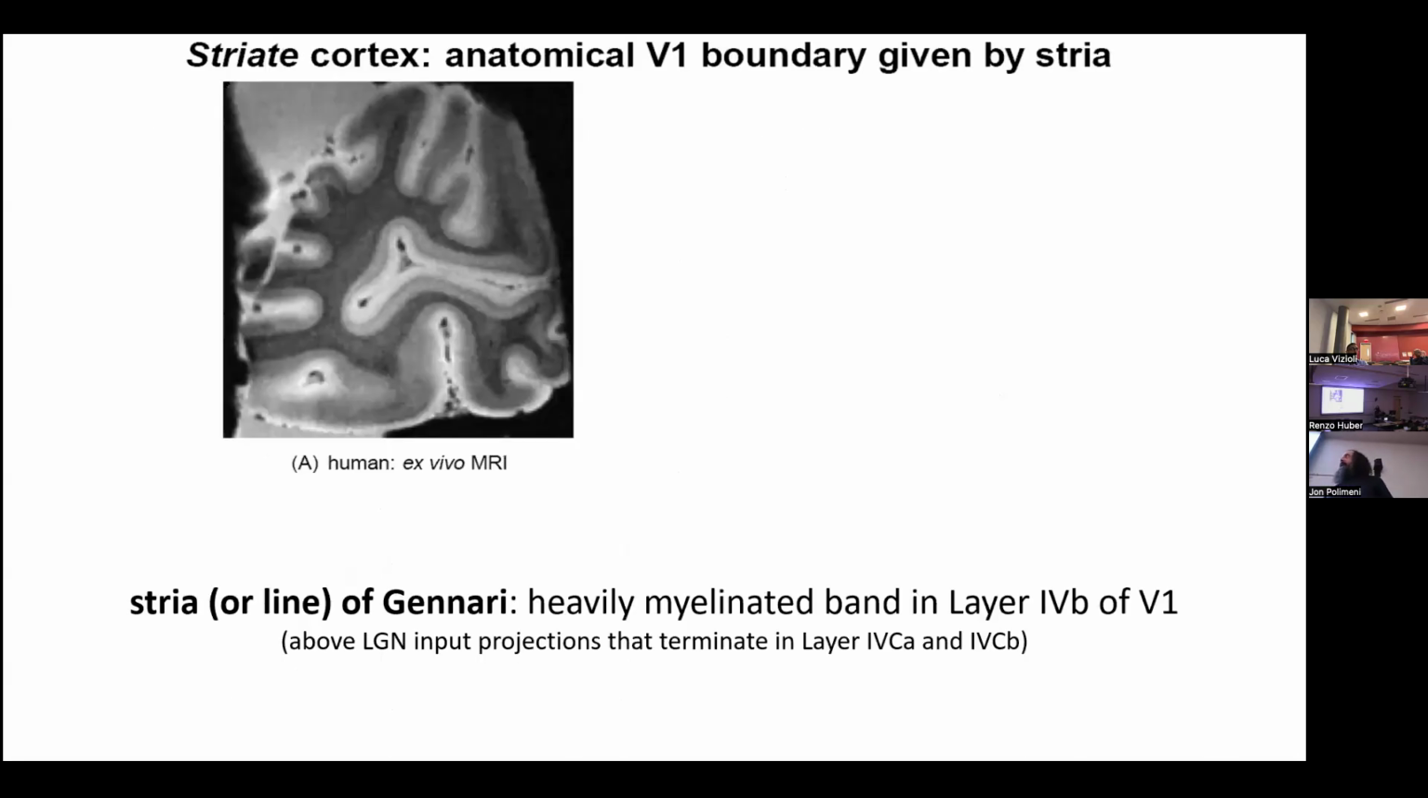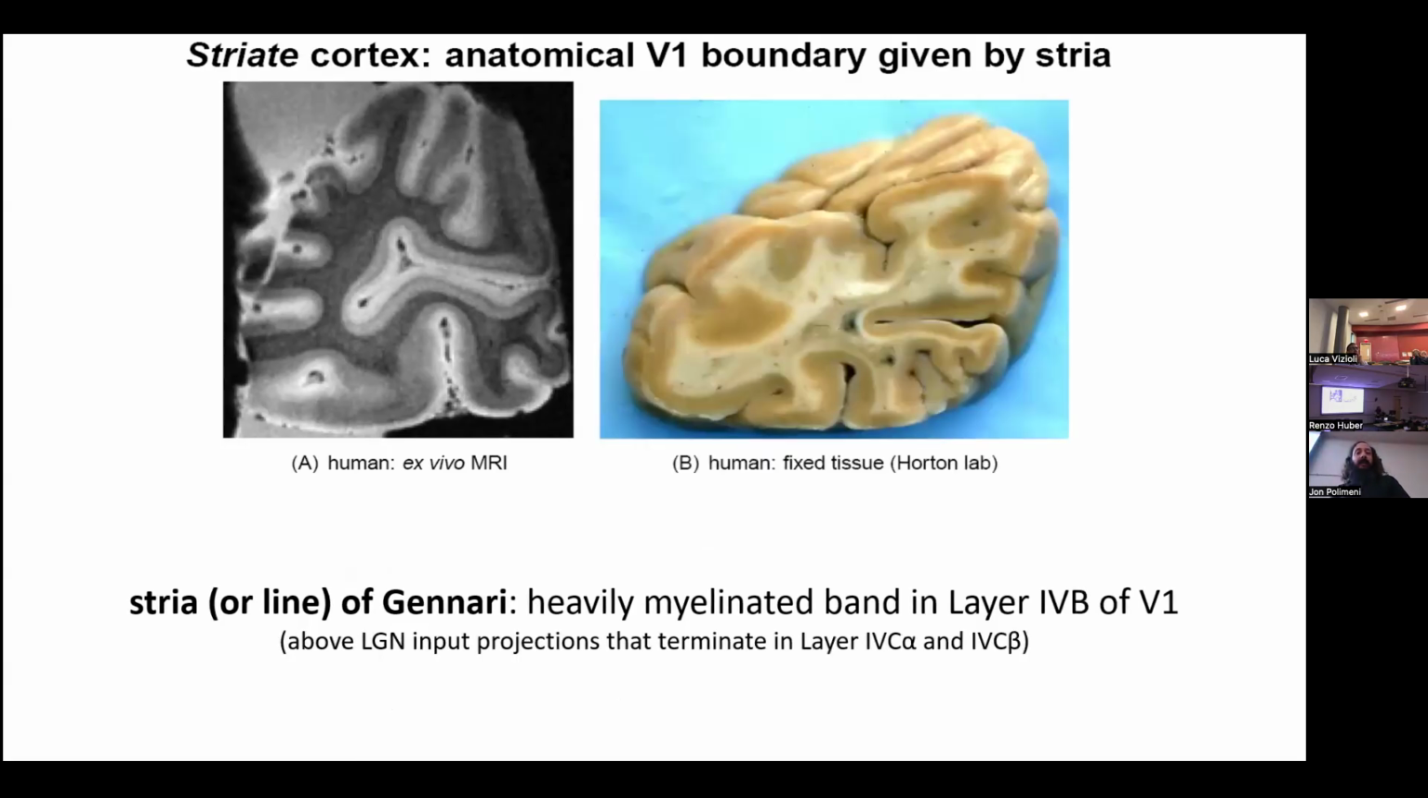Okay, so again, this layer 4, this band of Baillarger, is also known as the stria of Gennari. When it's in V1, it provides us with an anatomical definition of striate cortex. Here you can see the line or stripe of Gennari, this heavily myelinated band of tissue in layer 4B of V1. We can see this ex vivo. We can see it in vivo often. We can also see it in fixed human tissue.